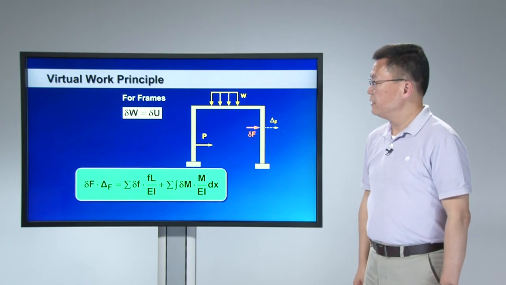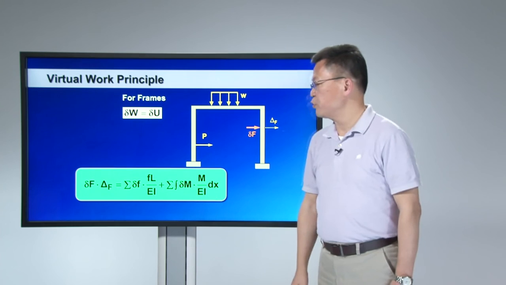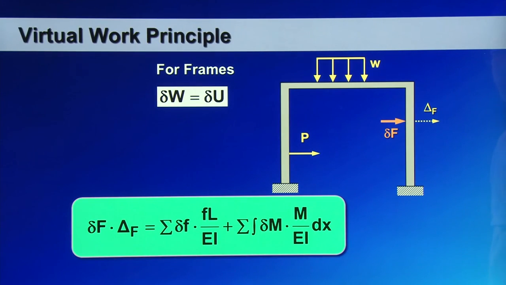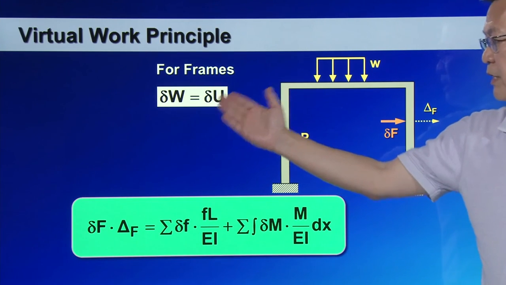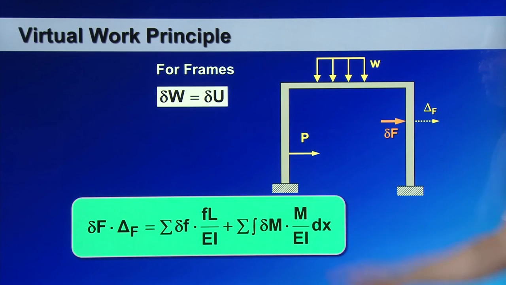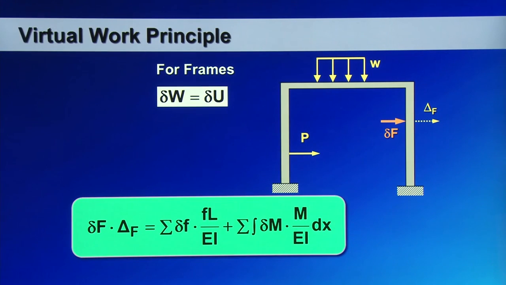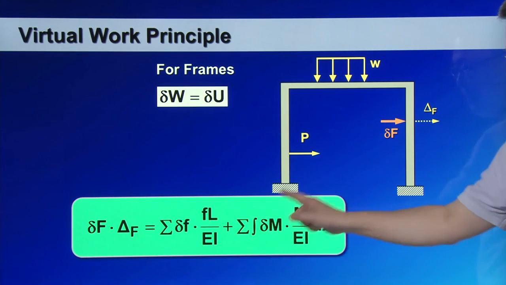To extend this virtual work principle to frame structures, you can consider the frame structure as a combination of truss structure and beam structure. You can follow the same principle, delta W equal to delta U. The virtual work done by the external force remains the same. On the right-hand side, the strain energy consists of the contribution from axial force and bending moment.